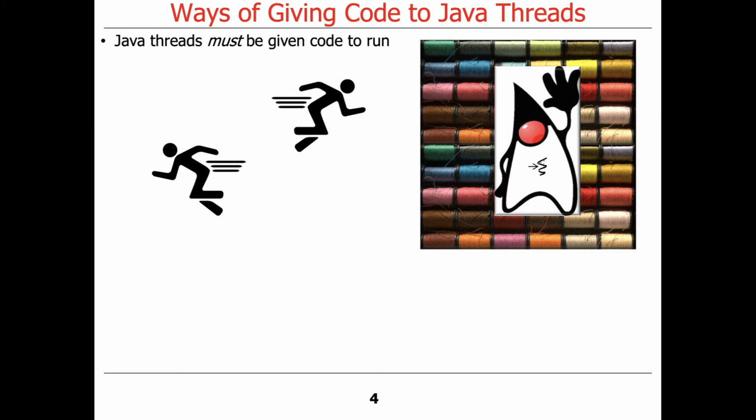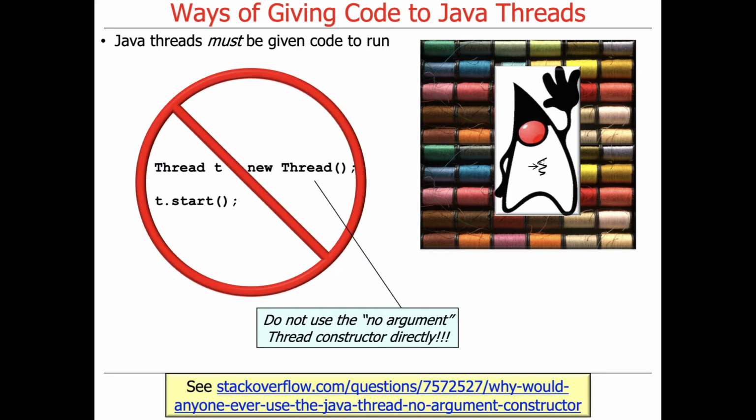So, sort of obvious, I guess, but a thread must be given code in order to do anything useful. In particular, do not ever write code like this. Even though it's perfectly plausible to do so, it will do nothing. I have no idea why it's even a valid option in Java. But you can make a new thread object that has nothing given to the constructor, and you can start it. But it won't do anything. It's basically lobotomized. It has no brains. It can't do anything. It's like a zombie.